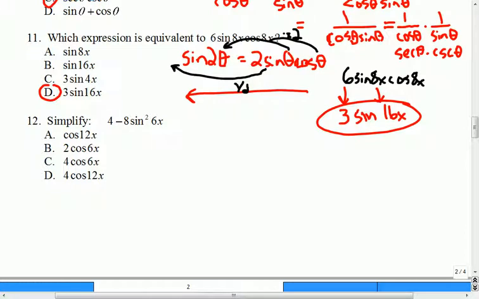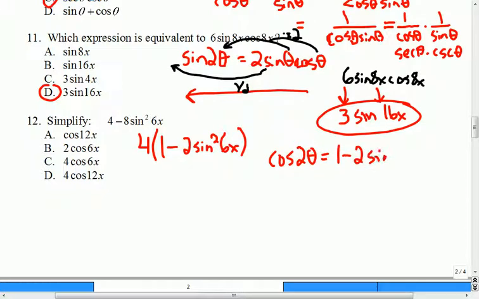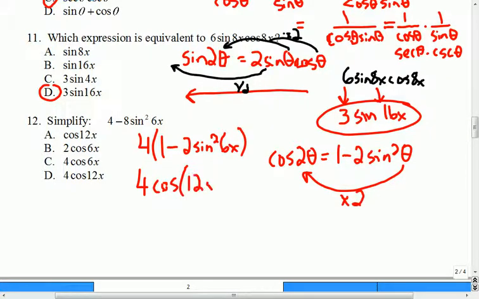For 12, we should first factor out that 4. And again, we want to think about how to go from the cosine of 2 theta to 1 minus 2 sine squared theta. And we're moving this way where we're going to double the angle. So it'll be 4 times the cosine of 12x.